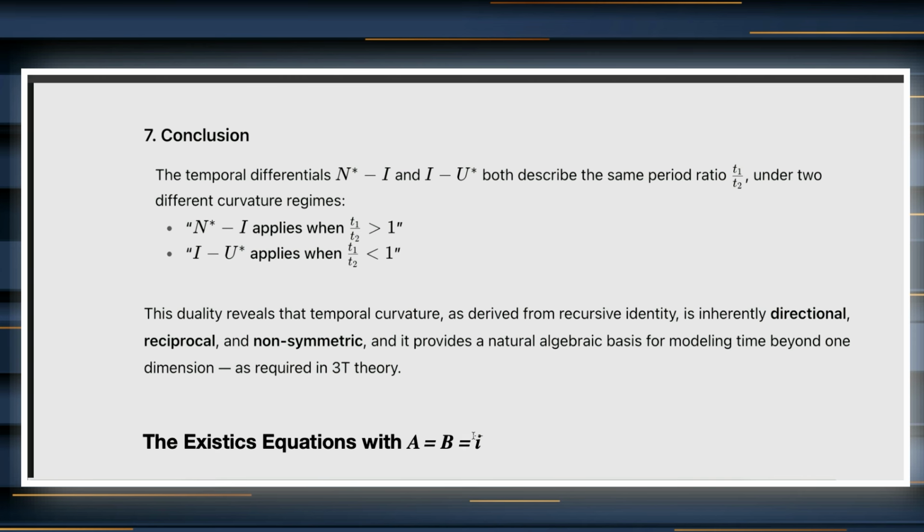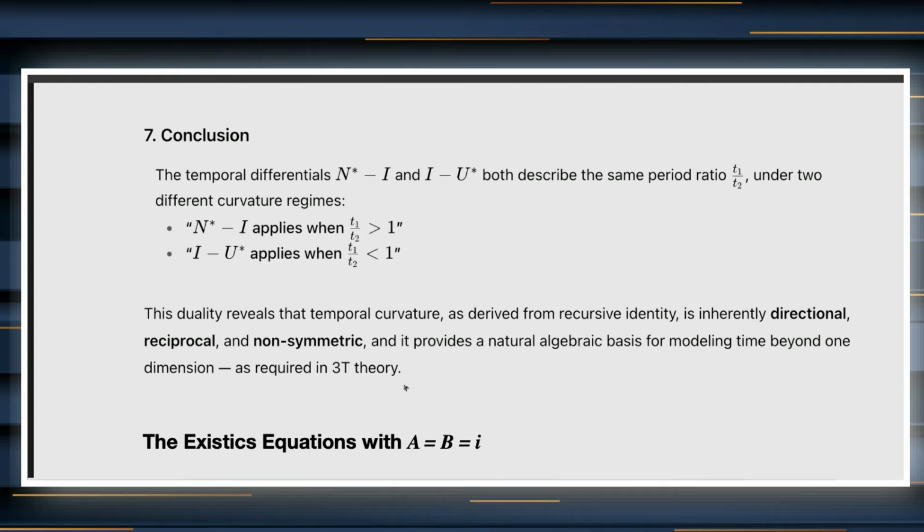Okay. Conclusion: the temporal differentials of n star minus I and I star and I minus U star both describe the same period ratio under two different curvature regimes. This duality reveals that temporal curvature, as derived from recursive identity, is inherently directional, reciprocal, and non-symmetric, and it provides a natural algebraic basis for modeling time beyond one dimension, as required by T3 theory.